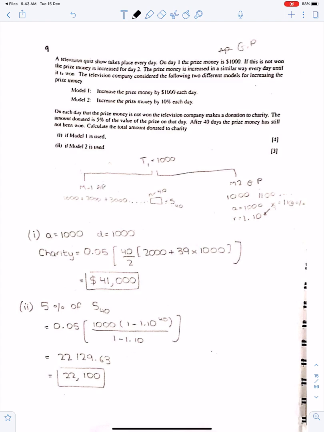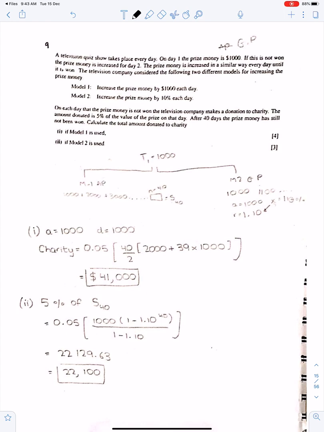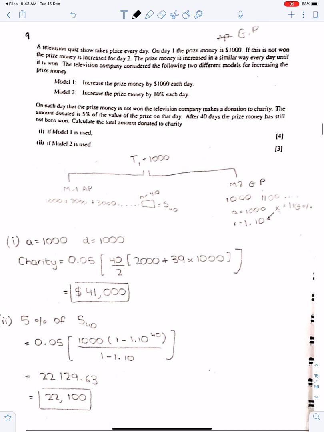Question number 9. A television quiz show takes place every day. On day 1, the prize money is $1,000. If this is not won, the prize money is increased for day 2. The prize money is increased in a similar way every day until it is won. The television company considered the following two different models for increasing the prize money.